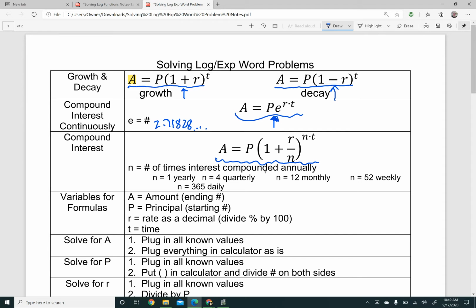Now, A, P, R, and T are all the same for all of these other formulas. A is the amount you end with. P is the principal or the starting number. Sometimes they call it the initial amount. Initial, like your initials, is the starting amount. R is the rate as a decimal. If you divide the percent by 100, you'll get that as a decimal. And T is the time.